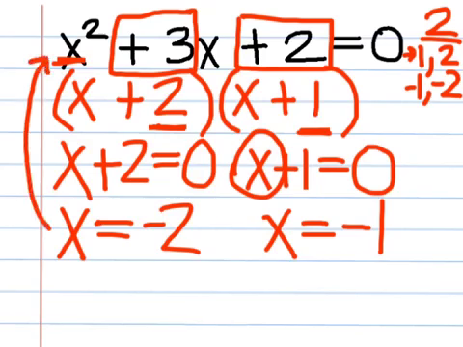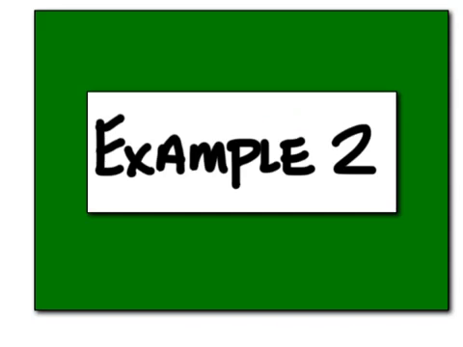That means that if we plug in x equals -2 for x in x squared plus 3x plus 2, we should get 0. If we plug -1 into x squared plus 3x plus 2, we should get 0. Okay?